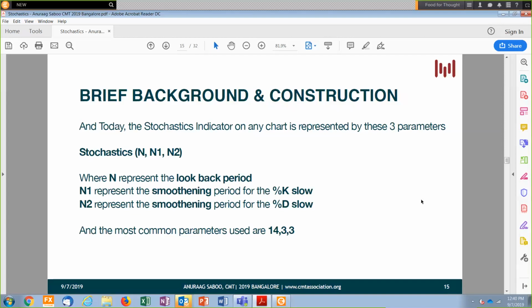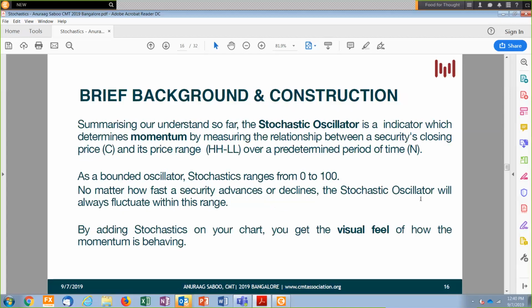So now since we have understood, let's summarize our understanding so far. The stochastic oscillator is an indicator which determines momentum by measuring the relationship between the security's closing price and its price range, high over low, over a predetermined period of time. As a bounded oscillator, stochastic ranges from 0 to 100. So no matter how fast the security advances or declines, the stochastic oscillator will always fluctuate within this range.